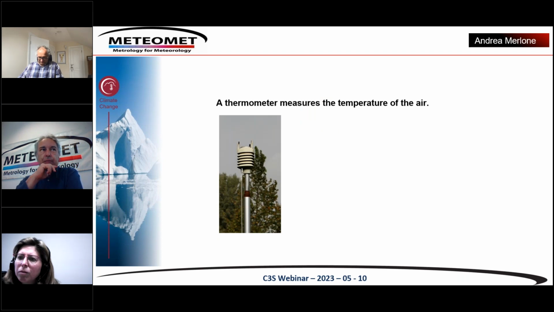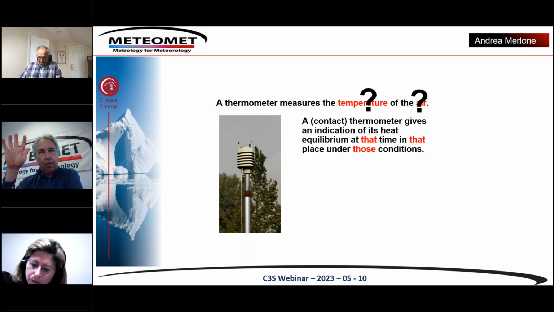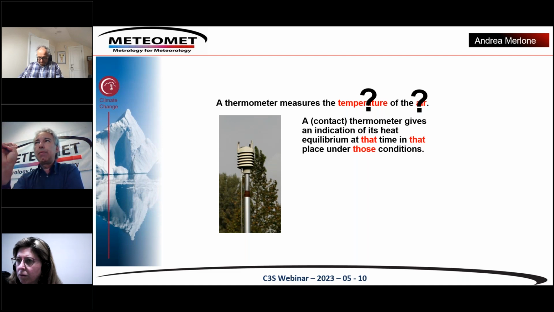So if I say that a thermometer, a meteorological thermometer in a station, measures the temperature of the air, mostly we may agree. But if you go deep into how that works, you start wondering, are we measuring the temperature actually? And is this the temperature of the air? Well, I prefer to say that a contact thermometer gives an indication. I'm not even able to say it's really measuring the heat transfer, the heat equilibrium, at that time, in that place, under those conditions. We actually have a problem in establishing if we're measuring air temperature.